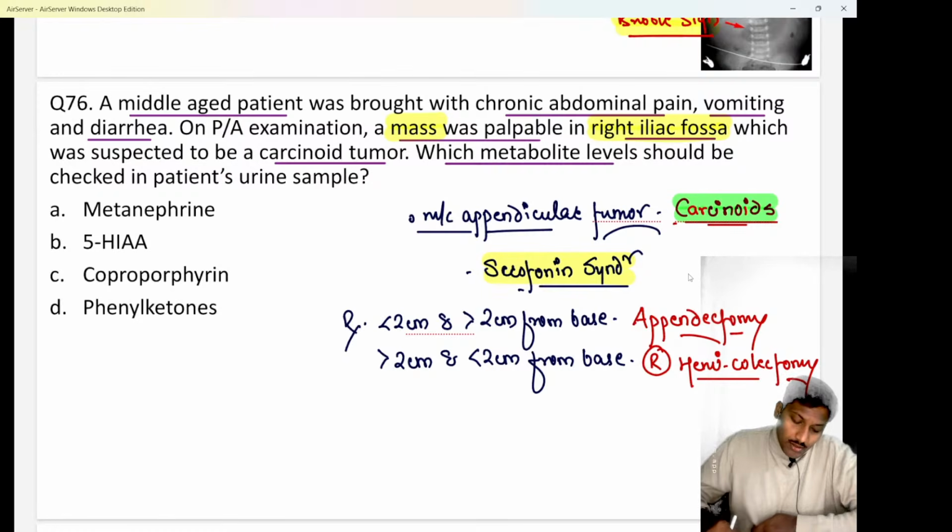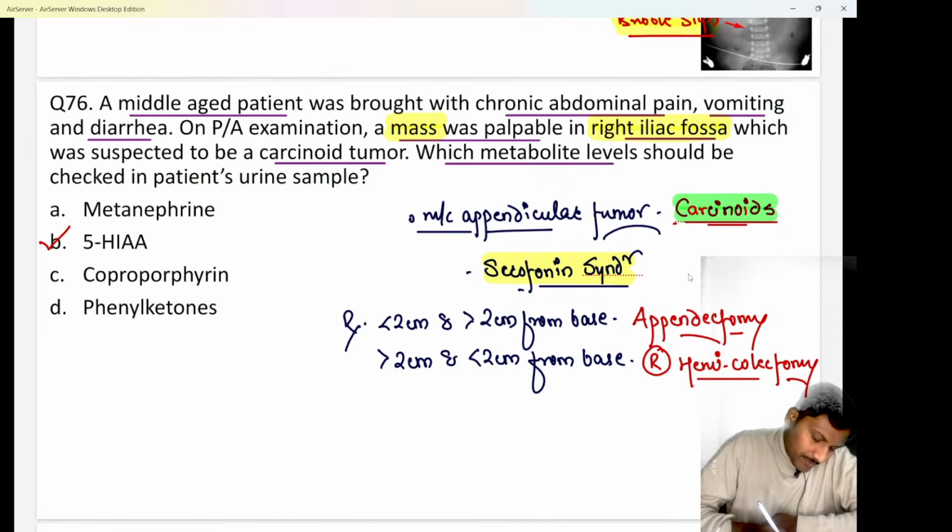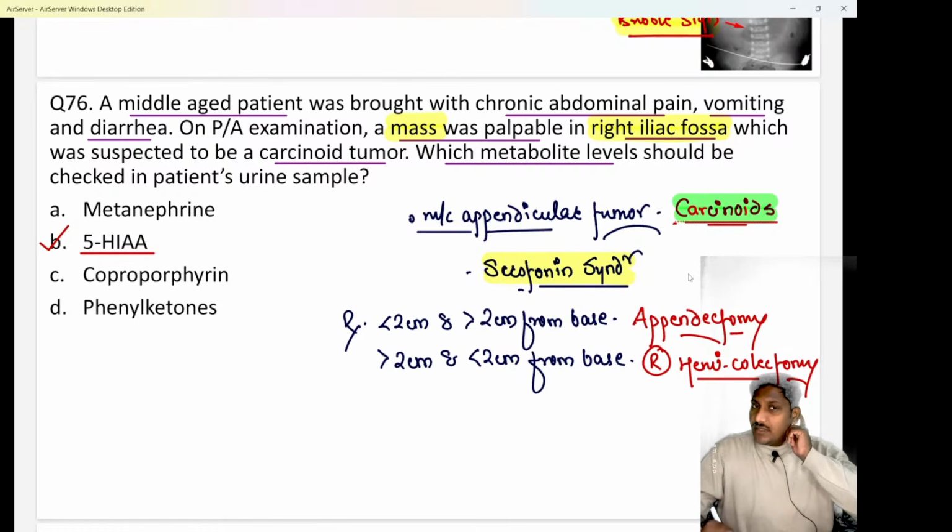Now here, if they ask which metabolite level should be checked, any patient who is having more serotonin in the body will have more 5-HIAA, that is option B, 5-hydroxyindole acetic acid in the urine, beta. So whenever serotonin is metabolized, the metabolite is known as 5-HIAA. So whenever there is serotonin syndrome or a tumor like carcinoid, do remember to check the 5-HIAA levels in the urine. You will find those are going to be elevated. This was a recent FMG question, so be aware of that.